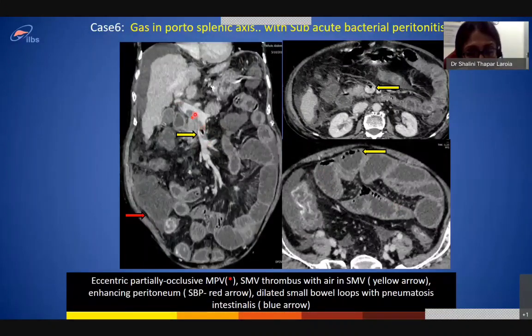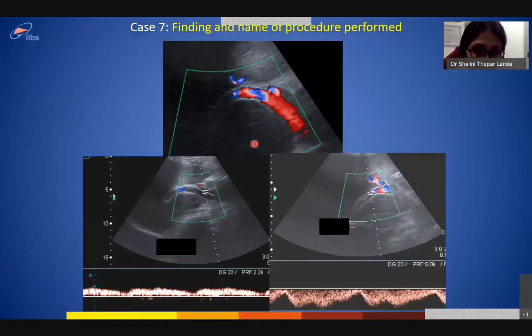Having air in the portal vein is an indicator of bad prognosis, and this patient we could not save. This patient eventually succumbed to the disease.